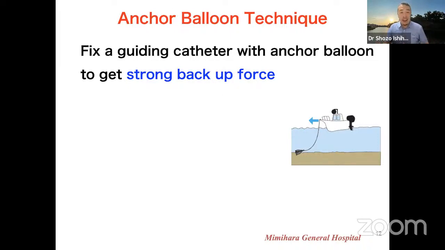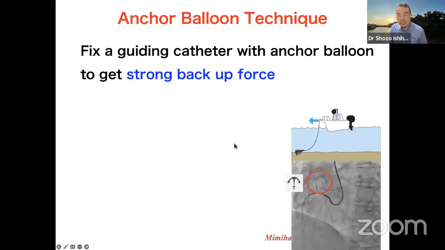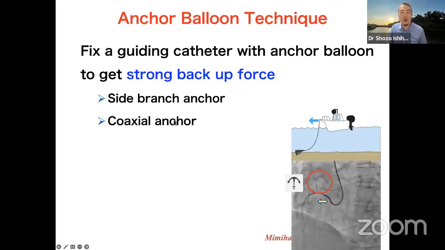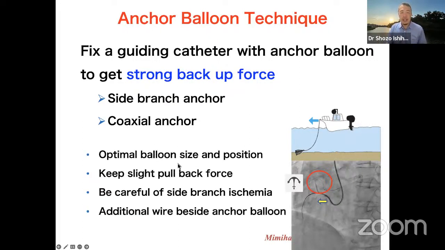And as you know, the anchor balloon technique is very important for not only CTO but complex PCI. We get a strong backup force like this. This is a side branch anchor, but we should also understand the coaxial anchoring technique. Of course, we should consider the optimal balloon size, 2.0 or 2.5, and also the position as far distant as possible. To get enough power, we should keep a slight pullback force, so the assistant doctor should pull back the anchor balloon a little bit. It is also important.